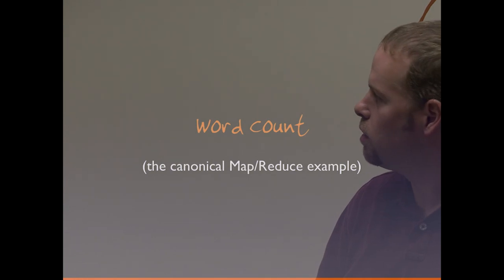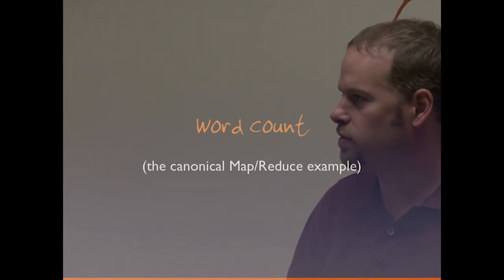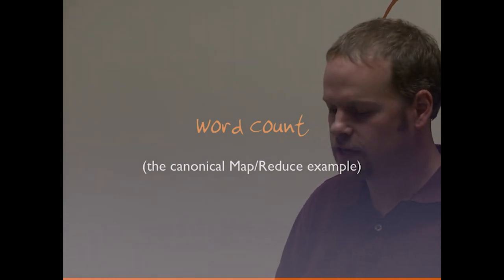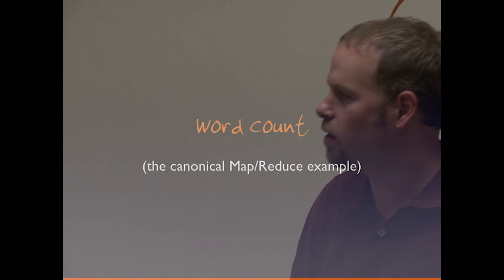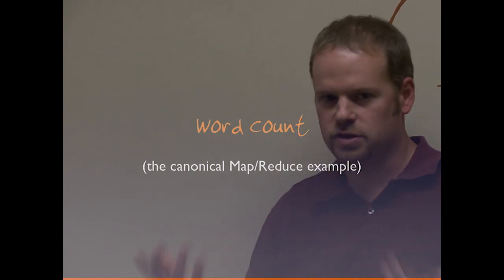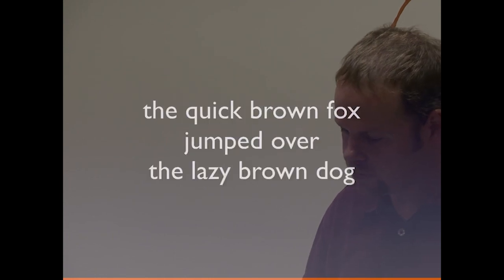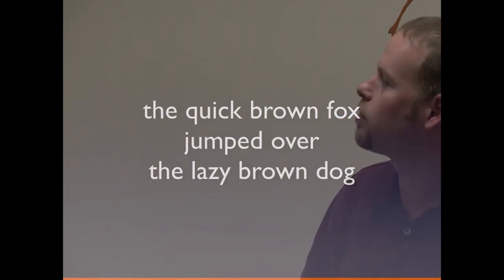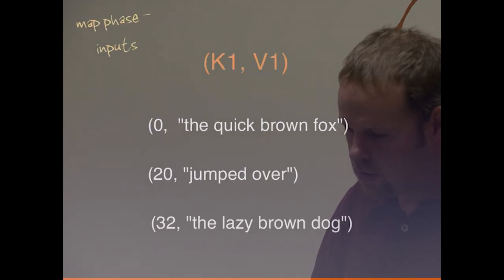The canonical example for Hadoop is always word counting, because it's a problem that suits itself well to distributing. I pulled down, I think what I showed earlier was a bunch of documents from Project Gutenberg, just a bunch of free books, and I pulled them down to run the word count example against that. But let's say that we have this as our input: the quick brown fox jumped over the lazy brown dog.